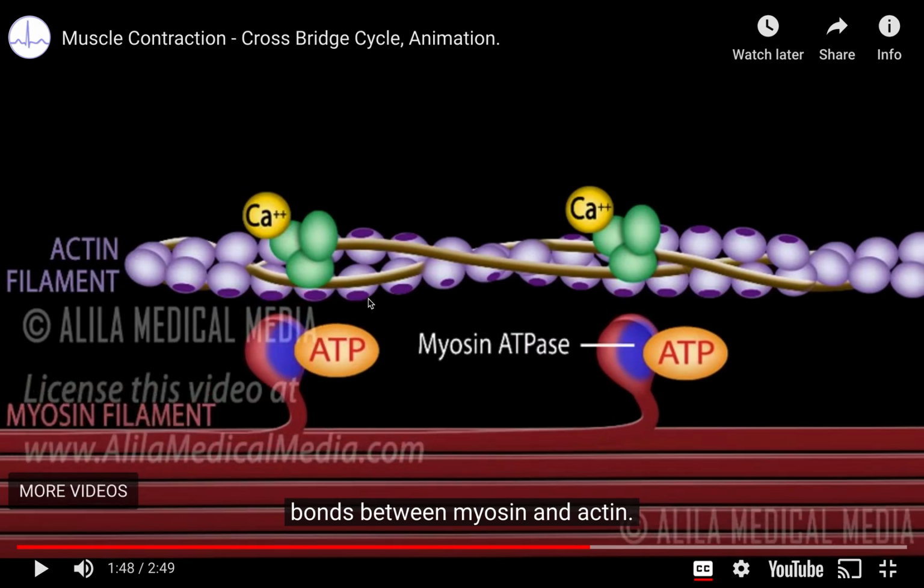So the contraction stops when ATP comes in and joins the myosin heads. That causes them to release from the actin, thus not being able to pull it and contract anymore.